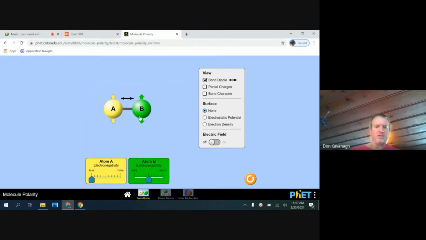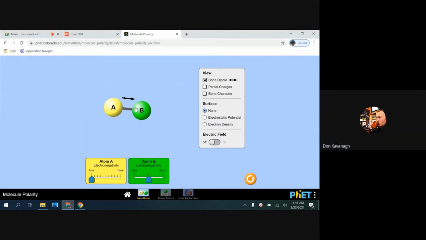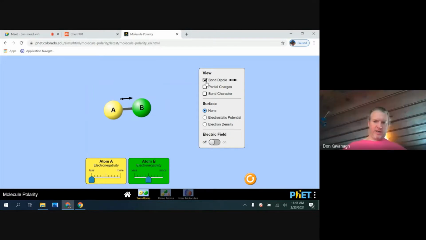So in the standard default, we just have a very simple molecule here, atom A and B. We don't have atoms for it right here. These green and yellow arrows, we can turn and play with it and turn the thing around. This arrow right here is called a dipole arrow. You can click that on and off. I'm going to click it off for right now.